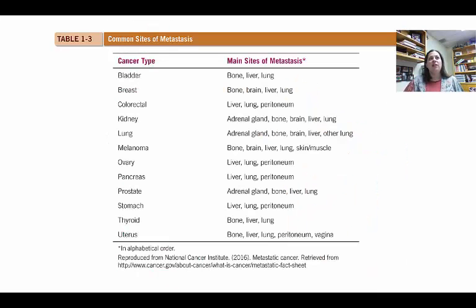This particular chart, table 1.3, just shows you some common sites of metastasis. So it's saying bladder cancer a lot of times can move into the bones, liver, and lungs. Breast cancer can move to the bone, brain, liver, and lungs. And so this is just giving you an idea of how it spreads and what it will normally spread to if it's given the chance. It could spread to other sites as well. This is just showing you that these are the main ones that we do see.